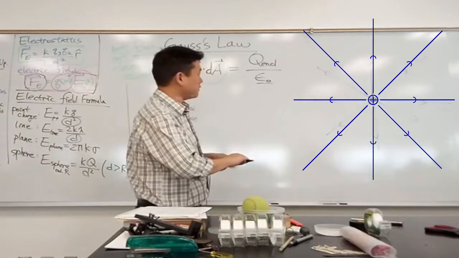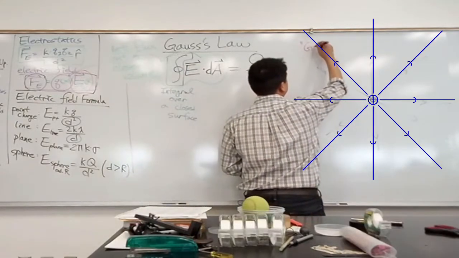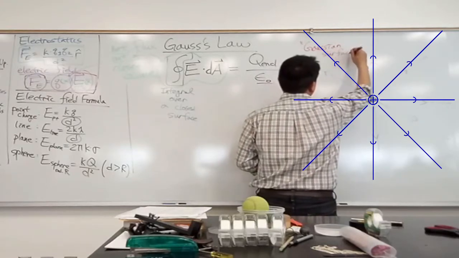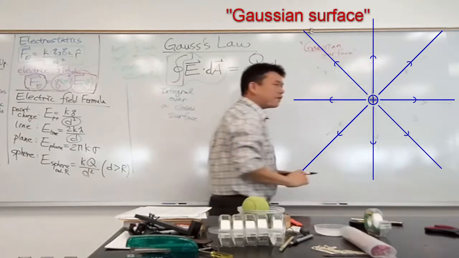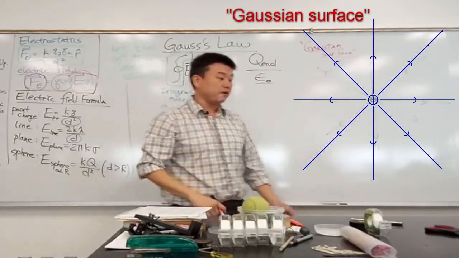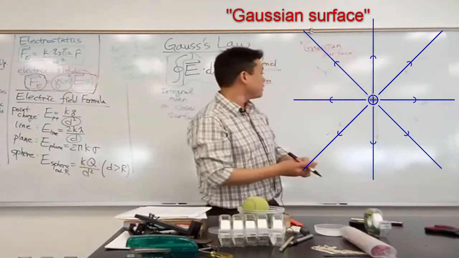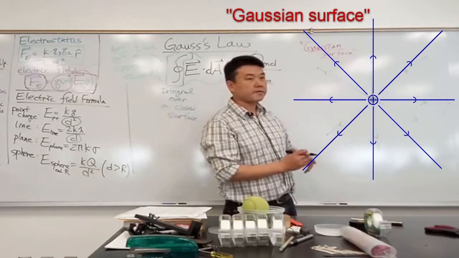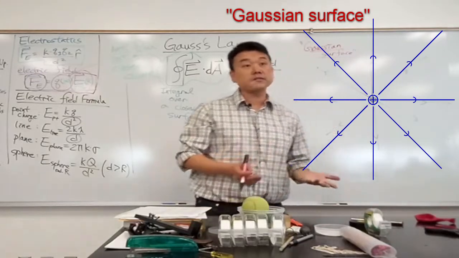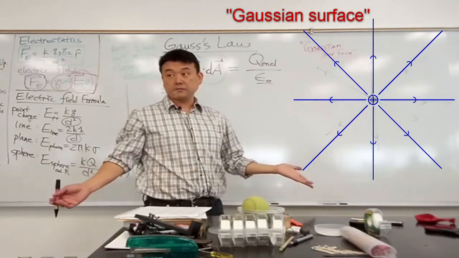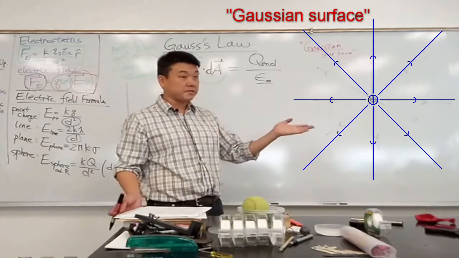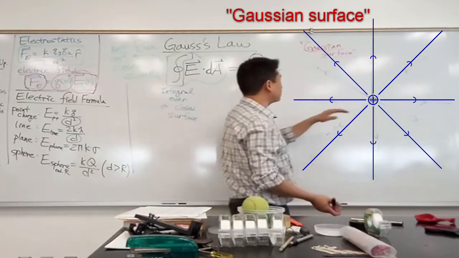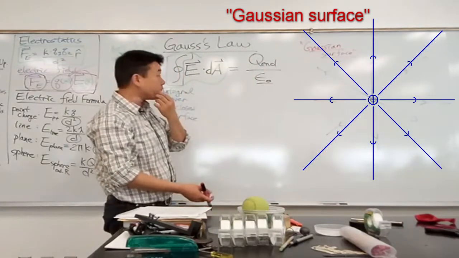Now, this is something that I want to clarify. There is something that we are going to refer to as Gaussian surface. And what I want to say now is that we are not referring to any physical surface. We are not talking about a literal balloon containing this charge. When we talk about Gaussian surface, it's an imaginary surface. It doesn't actually exist, but I'm going to define a surface so that I can apply Gauss's law.